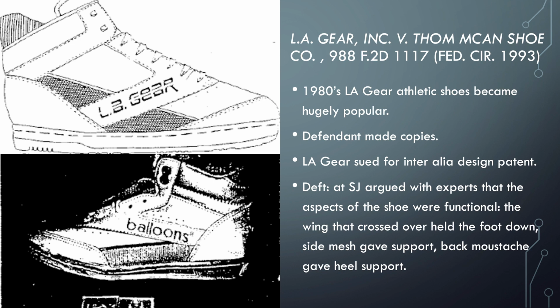And this brings us to the case of LA Gear versus the Tom McCann Shoe Company. And it's reported at 988 F.2d 1117. And this case went up to the Fed Circuit. And by the time it had gone to trial and got up to the Fed Circuit, we were now in the 90s. And at least I wasn't wearing LA Gear in the 90s anymore. But I don't even know if they were still popular by the time the case got resolved. But nonetheless, we're in 1993. And this is what happens in the case.